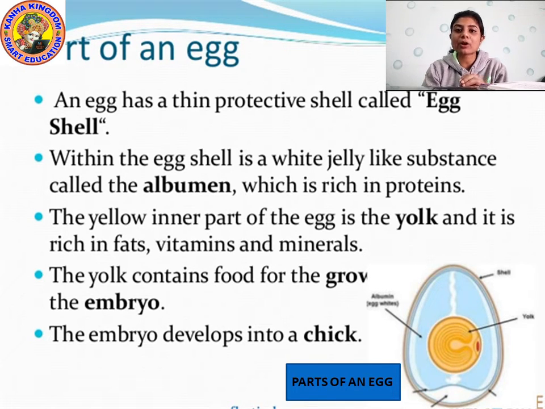And what is an embryo? An embryo is the very starting stage of a newborn baby. From an embryo, a baby is formed. And this embryo is formed inside the yolk. Where is this embryo formed? In the yolk. This yolk contains the food for the growth of the embryo.